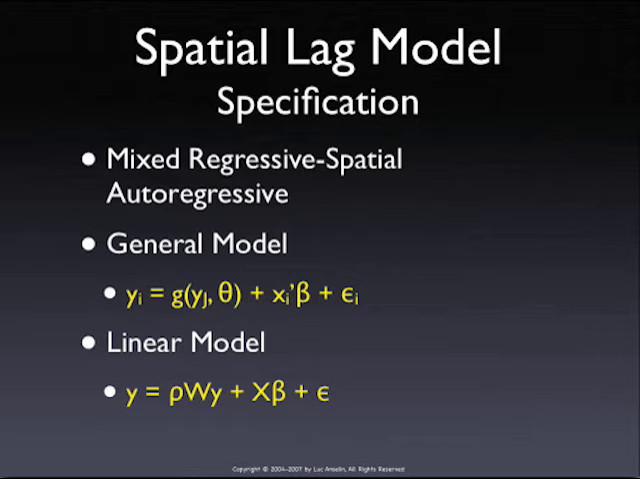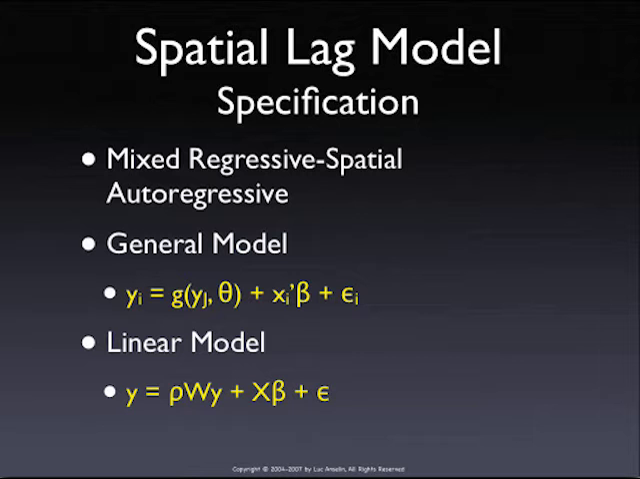In a linear model, it looks something like this, where this W is the spatial weights matrix that we'll spend quite a bit of time on later on. And this summarizes this interaction. The g function is too complex, so we make it linear, we make it a simple weighted average, basically, of the neighboring locations. That's the linear form of this model. We'll spend a lot of time on this tomorrow. I just want to put this up now so you have some reference.